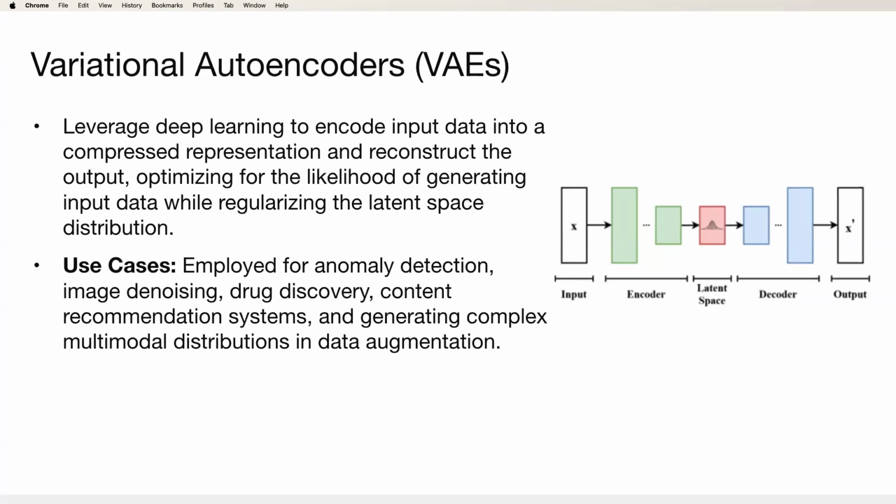Essentially, they're powerful algorithms that use deep learning techniques to compress input data, such as images, into smaller encoded representations. In practical terms, they're incredibly versatile. They're used in anomaly detection. They can identify data points that don't conform to a learned distribution.